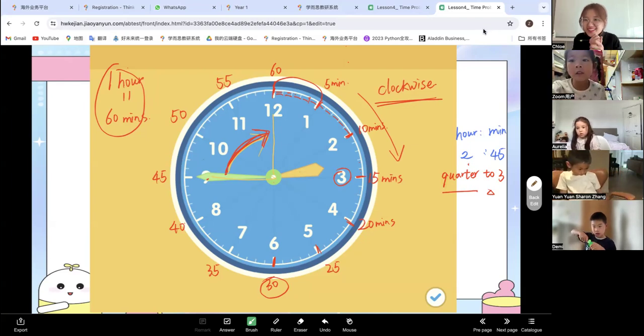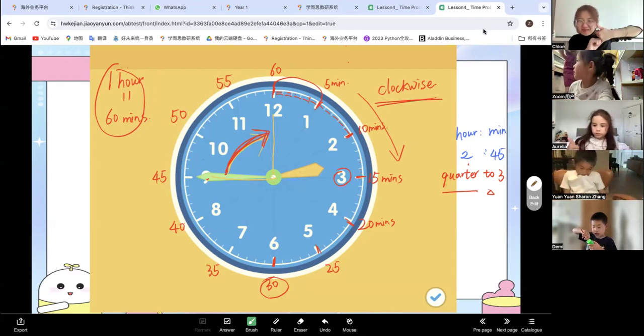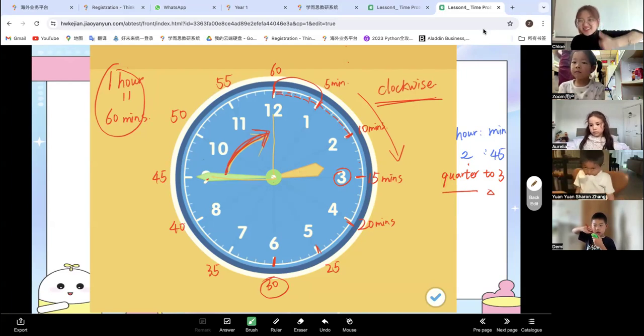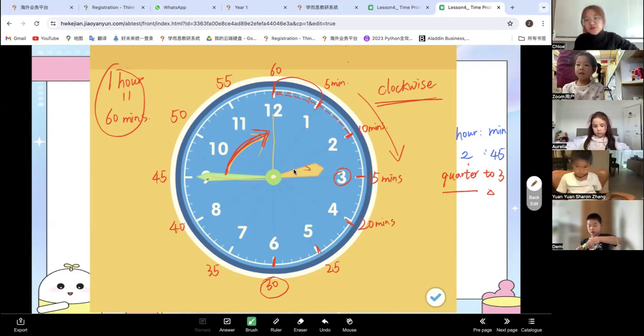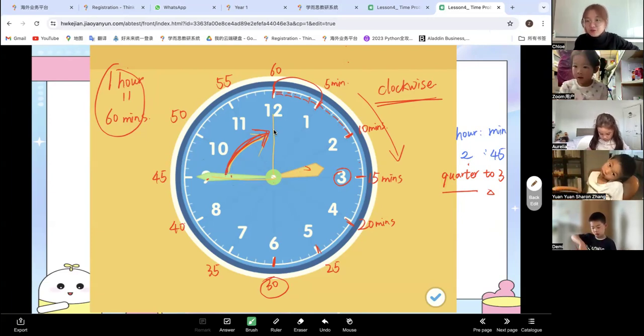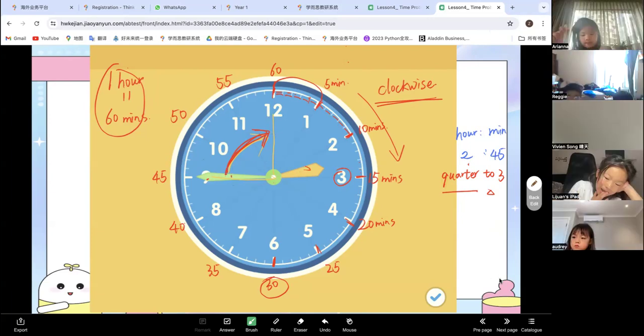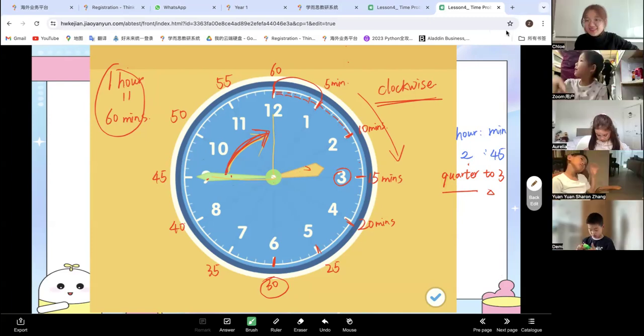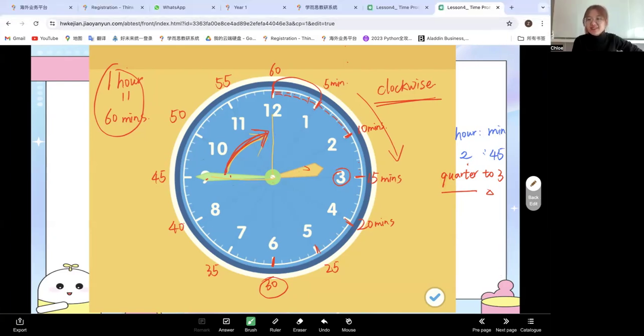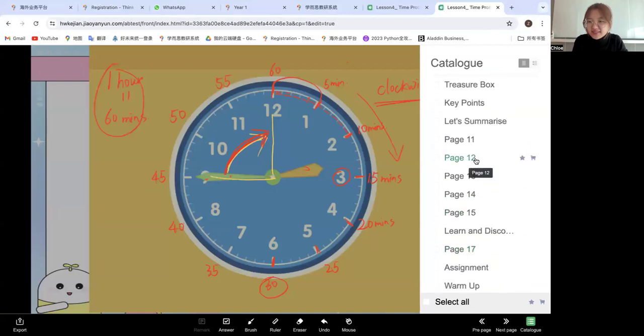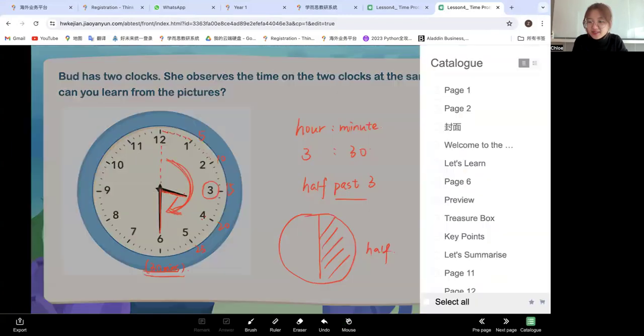Okay, how do you feel about it? Is it okay or hard or medium level? Can you show me? For 2:45, it will be quarter to 3. Okay, very well done, everyone. Perfect. Okay, everyone. At last, let's take a look at this one.